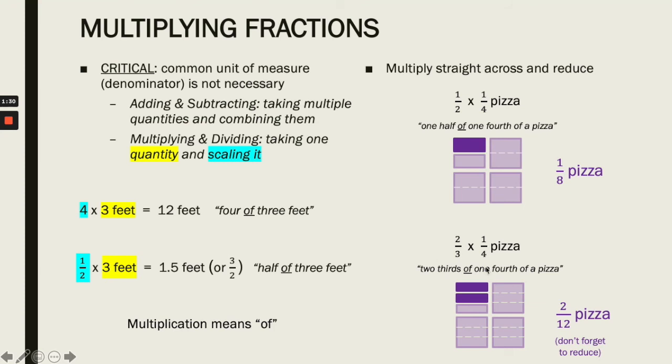Similarly, for 2/3 times 1/4, take your fourths and divide each of those into thirds. Then take 2 of those thirds and compare that to the entire pizza. You have 2 out of 12 total slices. With these 2 examples, you can show students that when they multiply fractions, the numerators get multiplied together and the denominators get multiplied together. But you can do it without a difficult mathematical proof, just by reasoning through it.